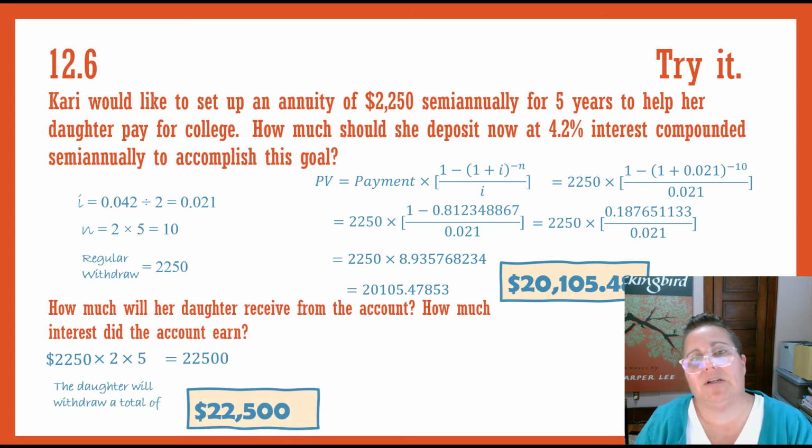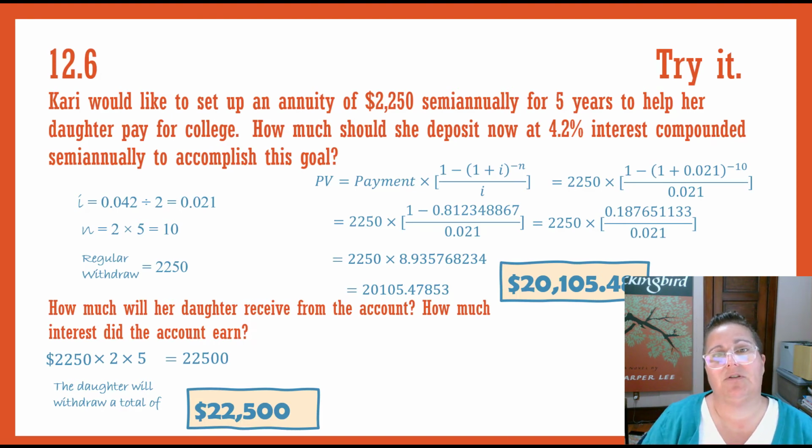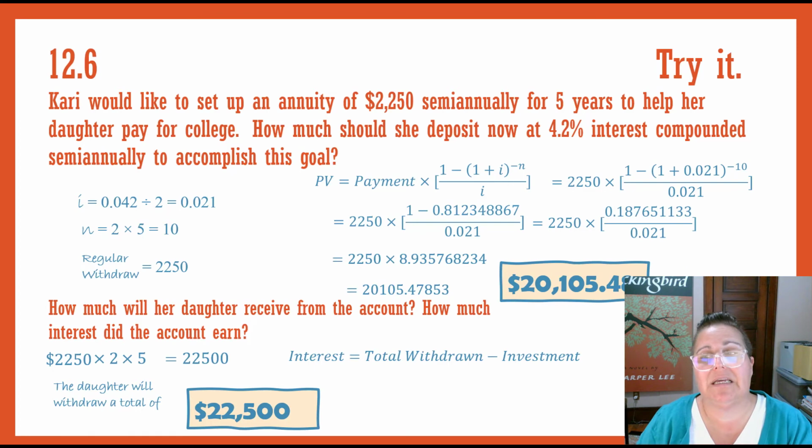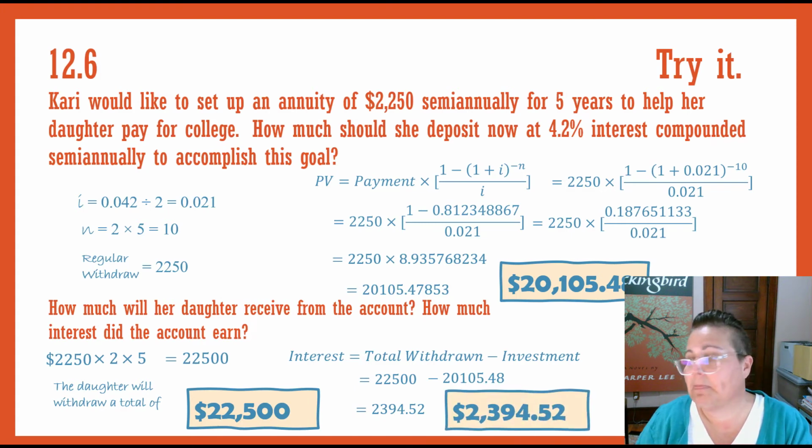Notice that's not how much she put in. She only put $20,105.48 into the account. The difference between what she's able to withdraw and what she puts into the account is the interest. So we're going to take $22,500 and subtract the $20,105.48 to get $2,394.52. That would be the interest on this account.